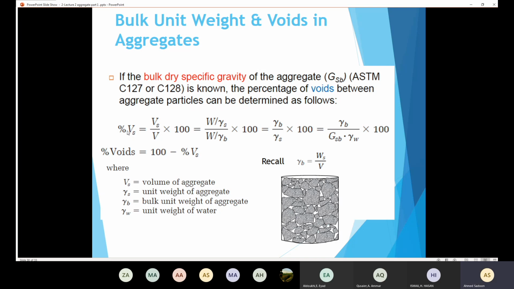So how am I going to determine the volume of the solid? The volume of the solid is going to be the volume of the solid, this one here, over the volume of the container. And if you do recall, gamma bulk is the weight of the solid over the volume of the container, right? So instead of the volume of the container, I'm going to put the weight of the solid over gamma bulk. And the volume of the solid is going to be the weight of the solid over the density of the solid itself. So the W here goes with the W there. I'm going to end up with gamma bulk over gamma solid.